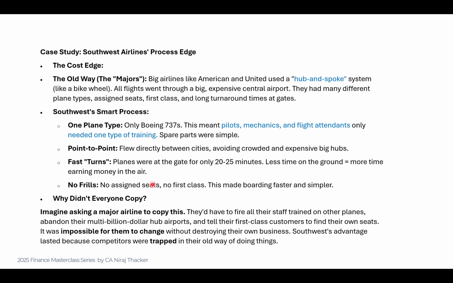No frills, no assigned seats, very important. See, so interesting. No assigned seats, no first class. This made boarding faster and simpler. You just go, whoever gets the seats, you just sit. So they did very well, Southwest Airlines.